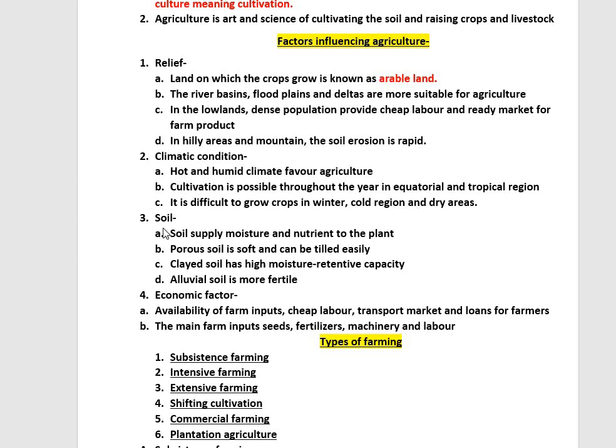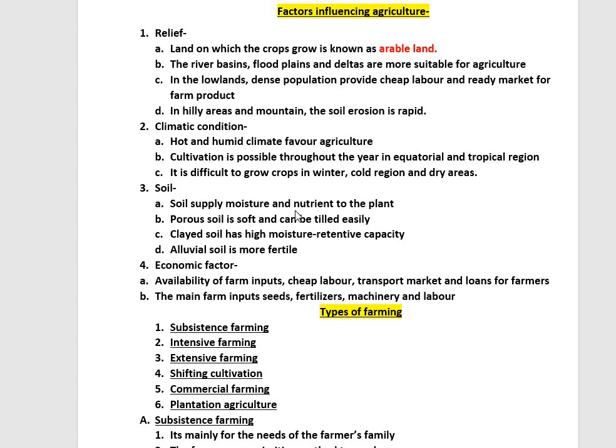Third point is soil. First, soil supplies moisture and nutrients to the plants. We all have heard in our previous class that soil is the basis for the development of the plant, and it is the best to provide moisture or water and nutrients to the plant. Porous soil is soft and can be tilled easily. Porous soil has pores, so the transpiration, evaporation and soaking of water are very easily done in it. So it is very good for the plants.